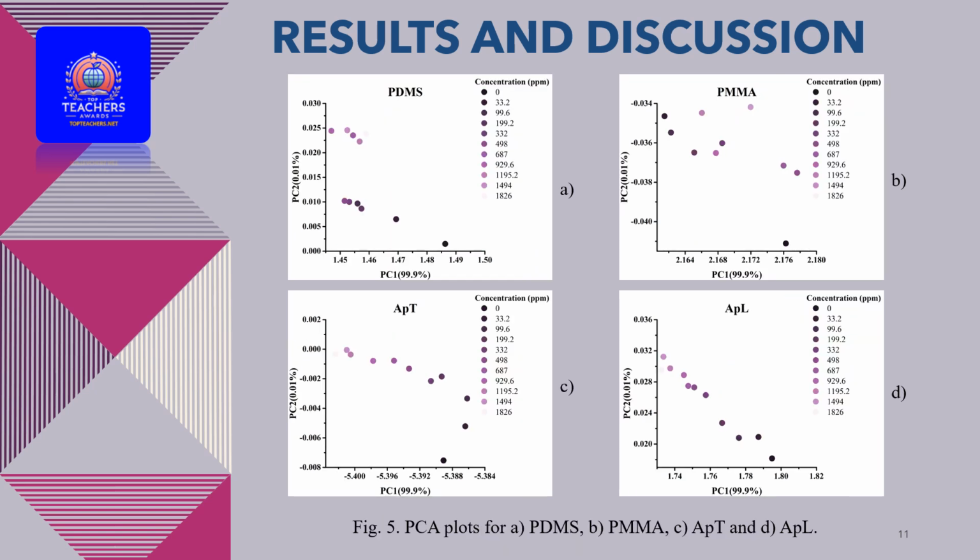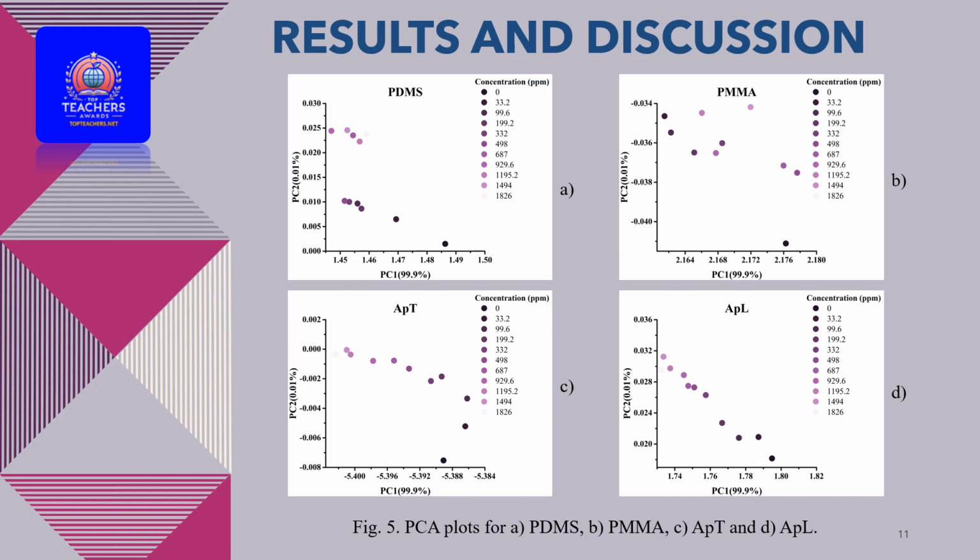The measurements were taken every minute for a period of 10 minutes of each acetone concentration, and for the PCA analysis, the data were taken from the 10th minute of each concentration. In this figure, we can observe a general trend where the concentrations increase from positive to negative values for PC1, while it increased from negative to positive values for PC2.